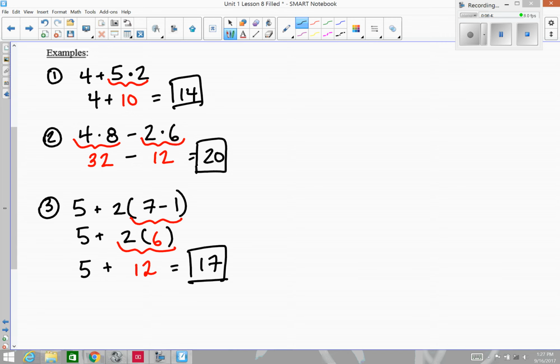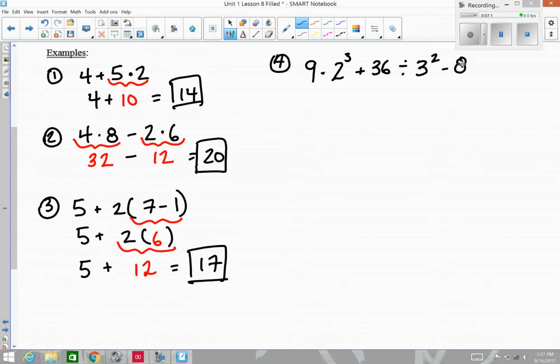All right, our next example is going to be a little bit more involved. So example 4, we'll use 9 multiplied by 2 to the third plus 36 divided by 3 to the second minus 8.